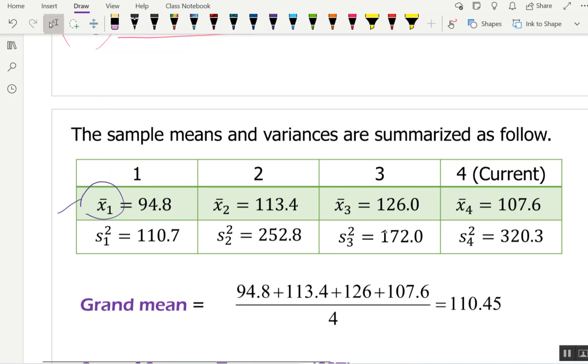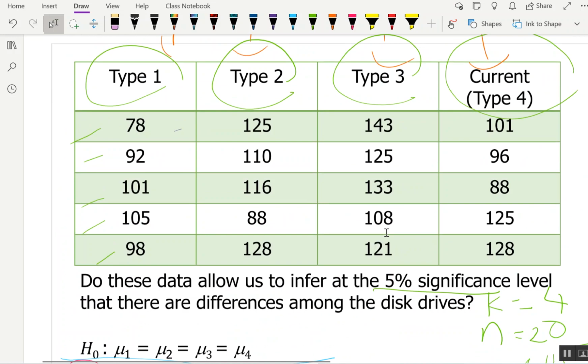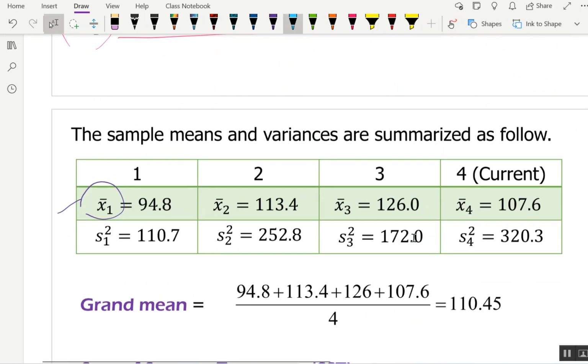This x bar is actually the mean for this group 1. So how do we get this? We add up 78 plus 92 plus 101 plus 105 plus 98, and then you divide it by what? Divided by 5. You should be getting 94.8. So this is how they get the group mean for group 1. Same goes for group 2: you take all the data and divide it by 5. Here also the same. So now you already have it for all of the groups, right?